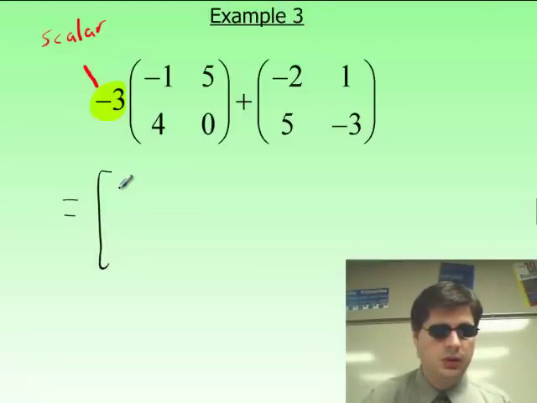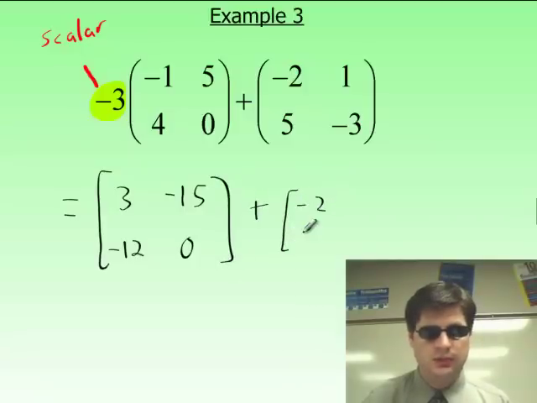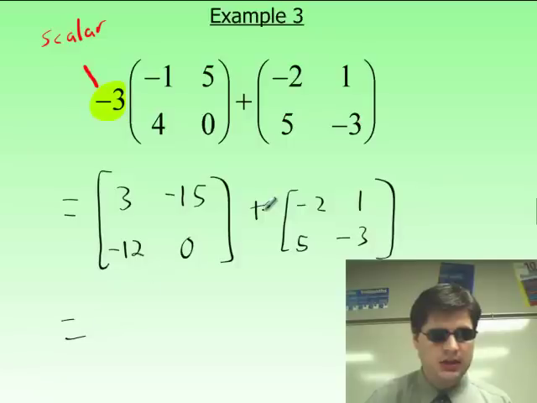I'm going to go ahead and have +3, and then I'm going to multiply the -3 with the 5, and that's going to give me -15, and then -12, and then -3 and 0 is 0. Okay, bring down the other 2 by 2 matrix, -2, 5, 1, -3. And now we just add these two matrices together.